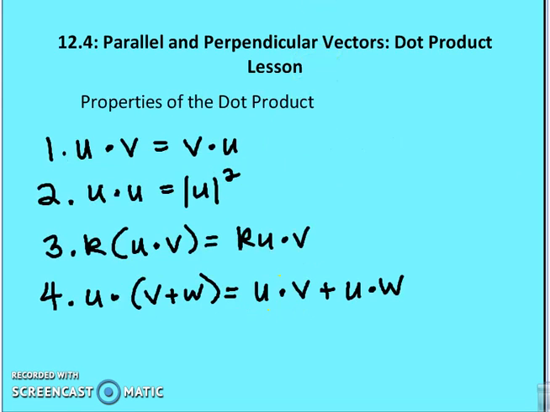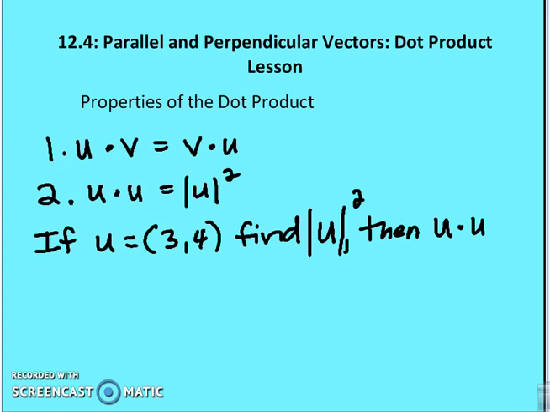All right, so let's talk about properties of dot product. u dot v is the same as v dot u. u dot u is equal to the magnitude squared. k, some constant, times u dot v is the same as k times u dot v or u dot kv, either one. And then u dot v plus w is the same as u dot v plus u dot w. So we'll assume the first is correct without investigating.